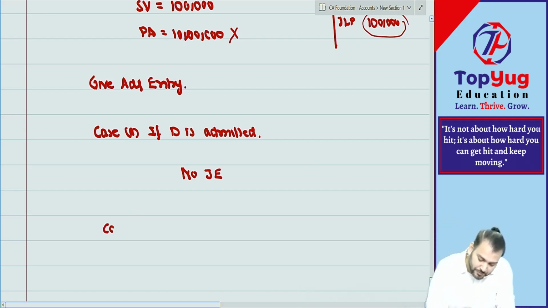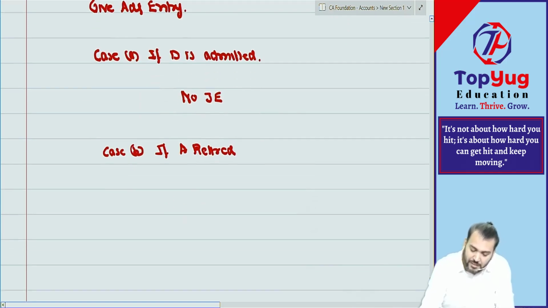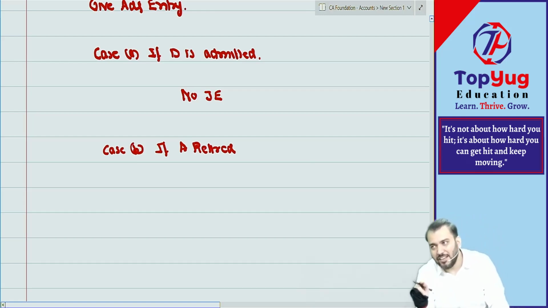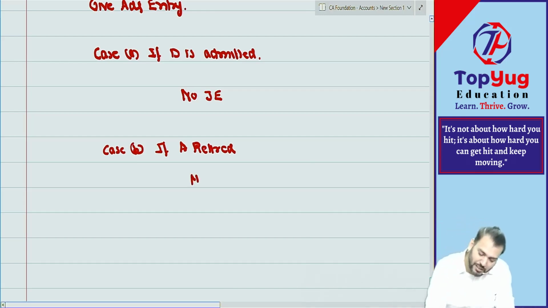Case number B. If A retired, what journal entry? Which amount is relevant? Surrender value, policy amount. What journal entry? No journal entry. Means in case of admission or retirement, same journal entry. Correct. Case number C.